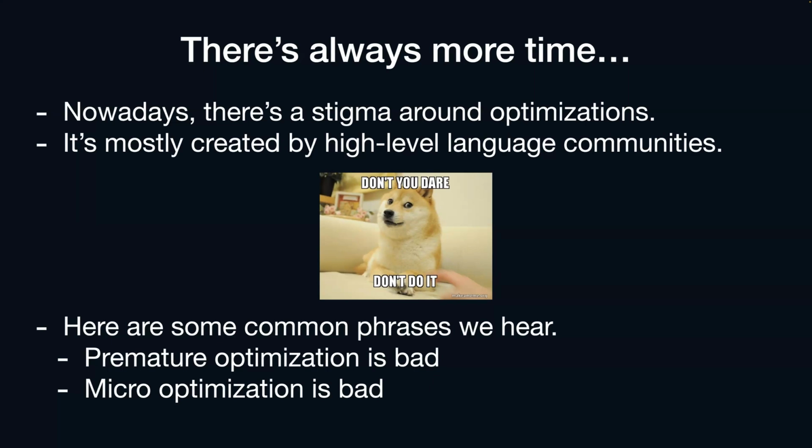It's mostly created by high-level language communities like ourselves, but it's actually there. So here are some of the most commonly thrown around phrases that we hear. The first one is premature optimization is bad. The second one is a little bit uncommon, but the second one is micro optimization is bad. So let's try to break this down a bit.